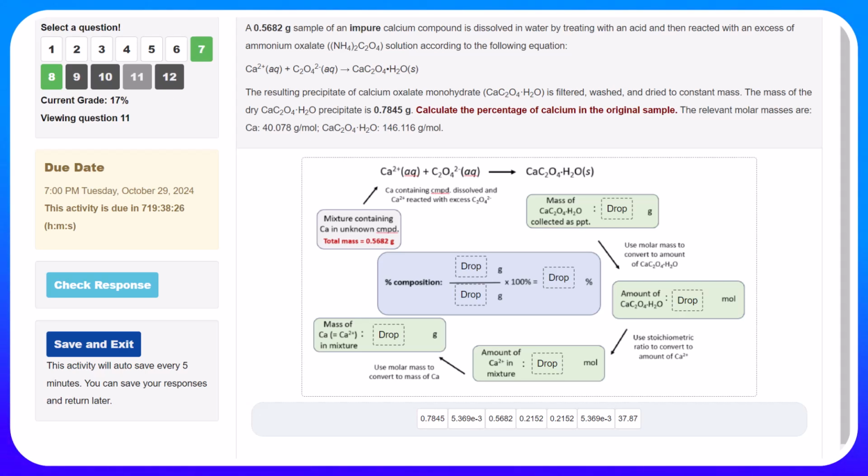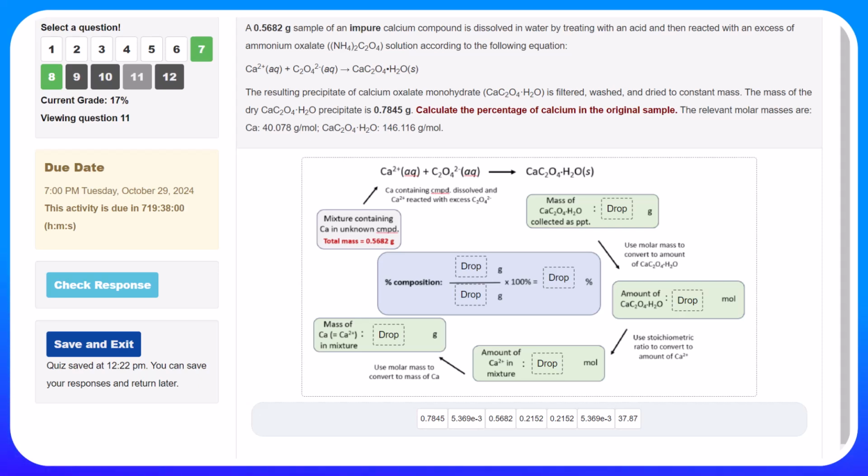So the idea is that we have a 0.5682 gram sample of an impure calcium compound, and we're going to analyze that sample to determine how much calcium is present. This is really similar to what we did in the lab, where we were determining the amount or mass of phosphorus in diphosphorus pentoxide in plant food.